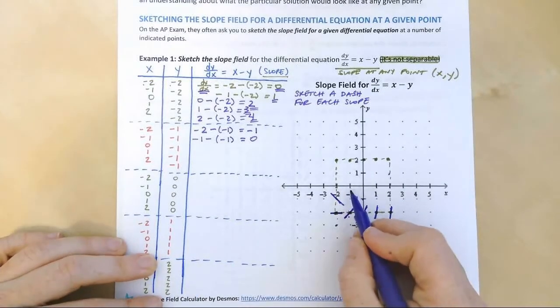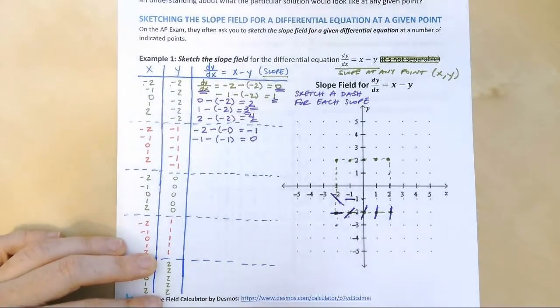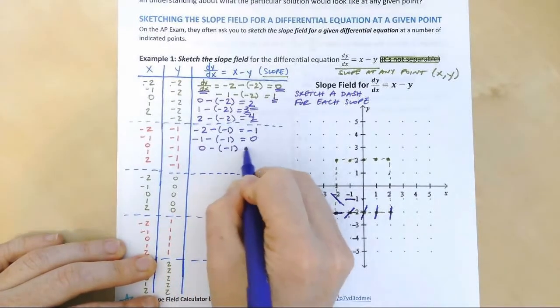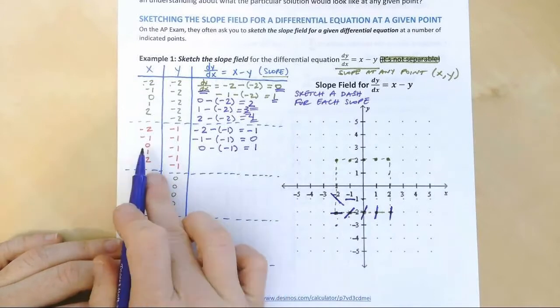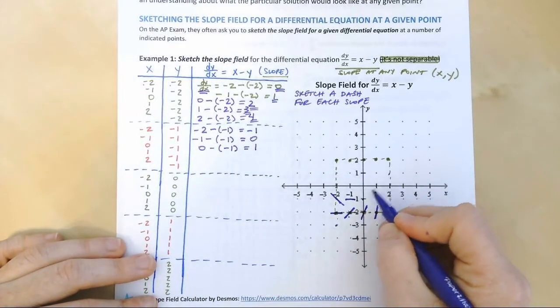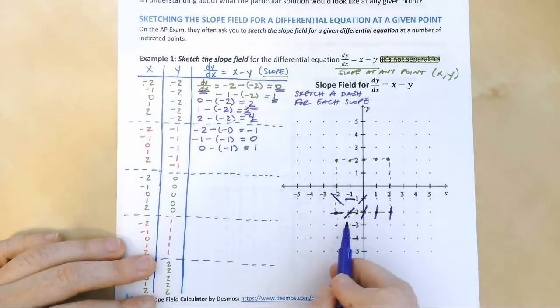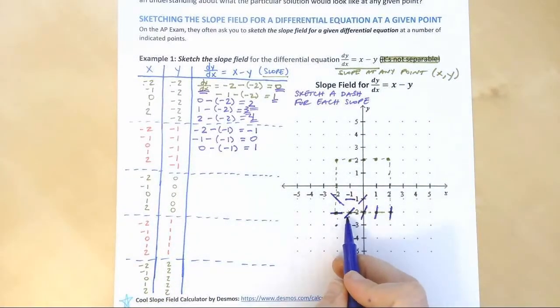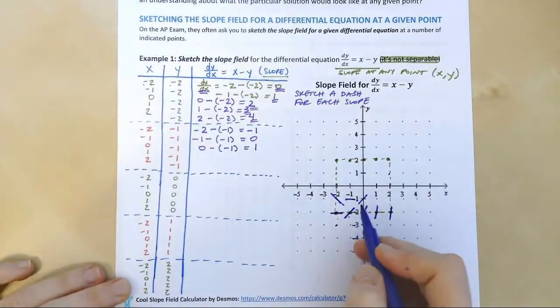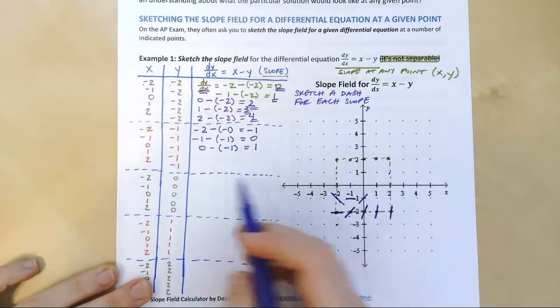So at negative 1, the slope is 0. X is 0 minus y is negative 1 equals positive 1. So at the point 0, negative 1, I need a slope of positive 1. That should be the same angle as this slope, right? Positive 1, positive 1. So see what I mean by you have to focus on the angles? All right, let's keep going.